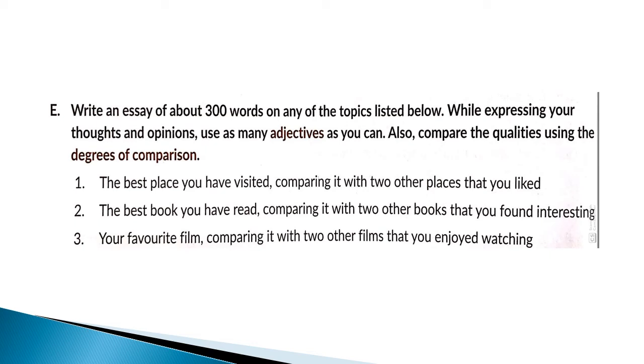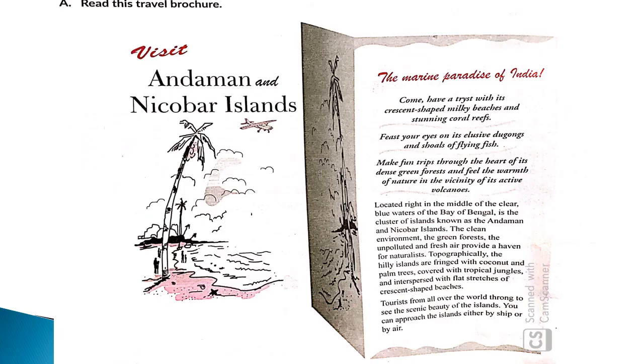Now for the last part of your exercise, we have a comprehension here. A brochure is given. Brochure means an advertisement piece that is bigger than a pamphlet, but has fewer pages than a magazine. More pages than a pamphlet and fewer pages than a magazine. And it has mostly advertisements or publicity.